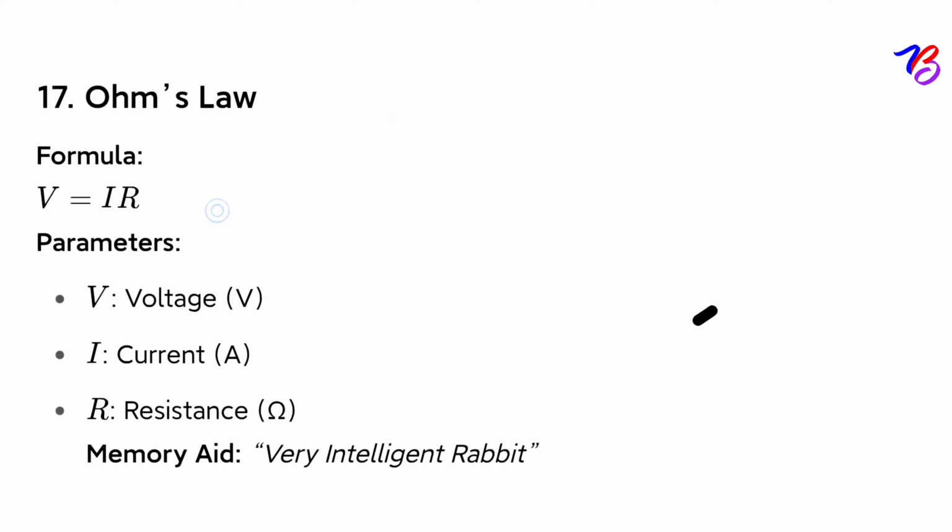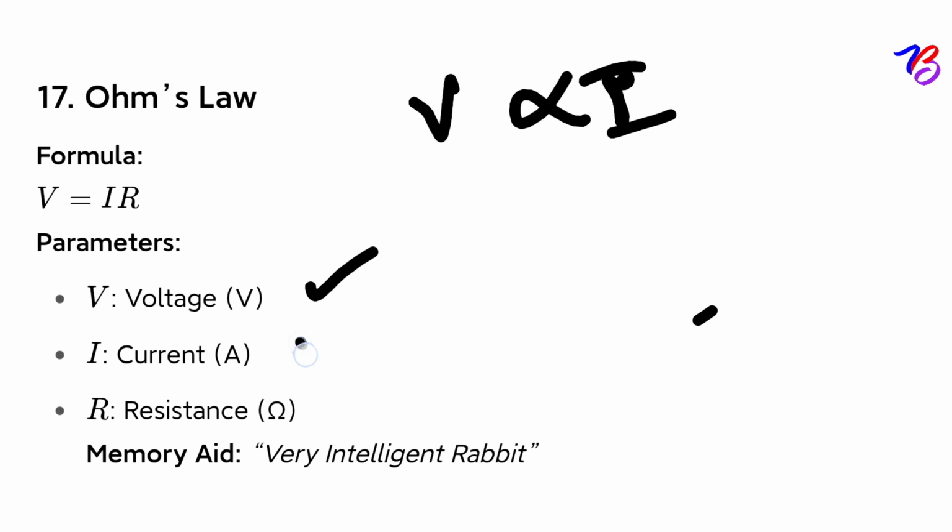The number 17, very important, Ohm's law. Okay, our formula is V is equal to IR. Are we together? Because V is directly proportional to what? To I. Okay, as voltage increases, current also increases. So our V is voltage in volt, our I is current in ampere, and our R is resistance in ohms. Triune component captured. Very intelligent rabbit. Memory aid.